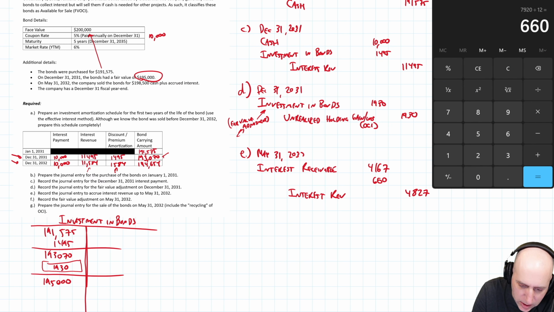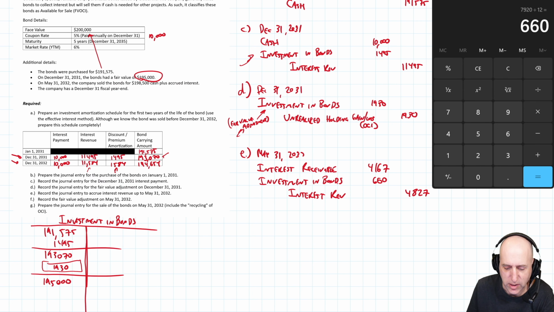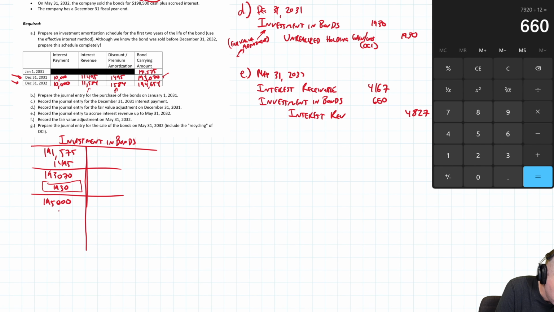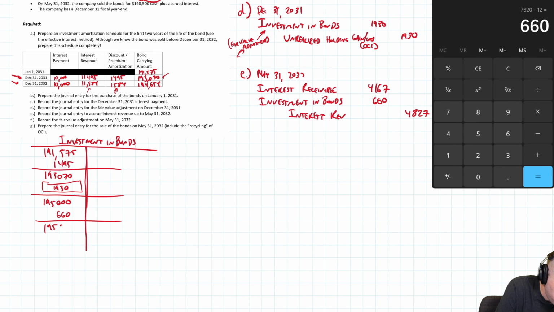And there we debit the investment. It's the same entry as here, essentially. Debit investment in bonds for 660. Let's see where our investment in bonds is sitting now. We debited it 1930 on December 31st, and now on May 31st we debited another 660. So our investment in bonds is sitting at 195,660 after having done all of this.